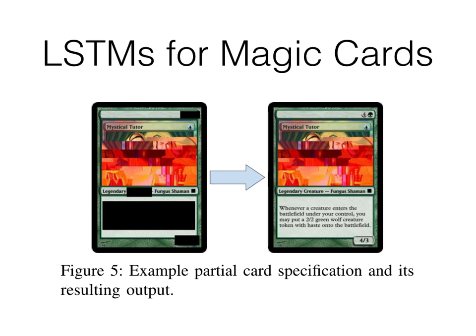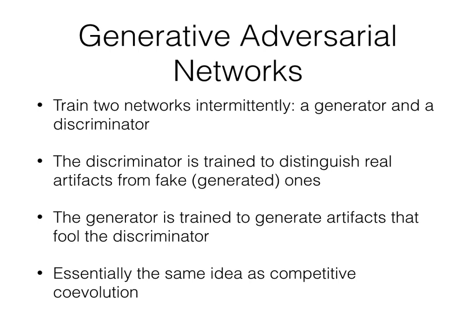Now, next is what you've all been waiting for, because when you hear about machine learning and generating things, what you think of is, of course, generative adversarial networks. Since they were invented by Ian Goodfellow in 2014, they've stolen a lot of the hype. And they indeed are very, very impressive. The core idea is you train two networks intermittently, a generator and a discriminator. The discriminator is trained to distinguish real artifacts from fake generated ones, and the generator is trained to generate artifacts that fool the discriminator.